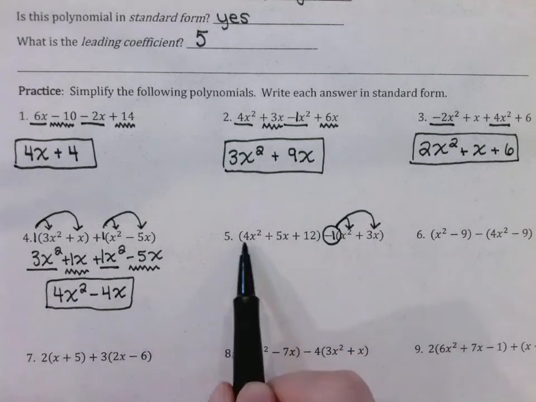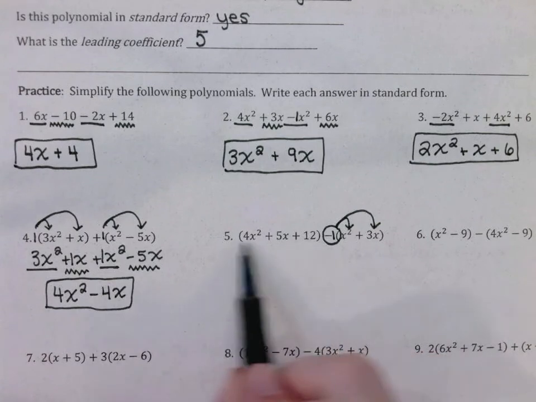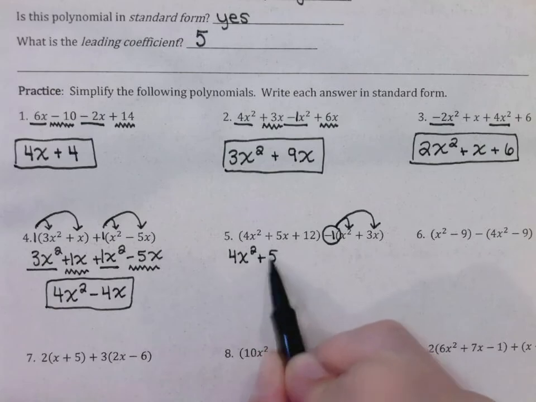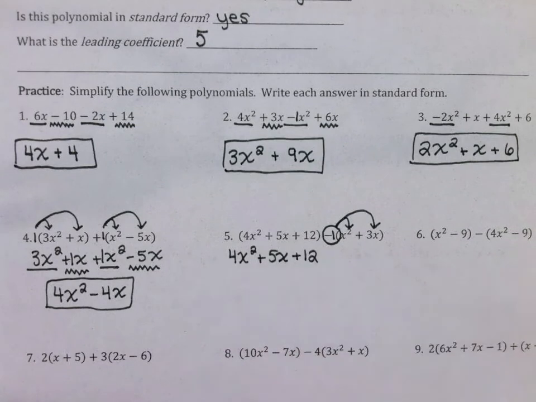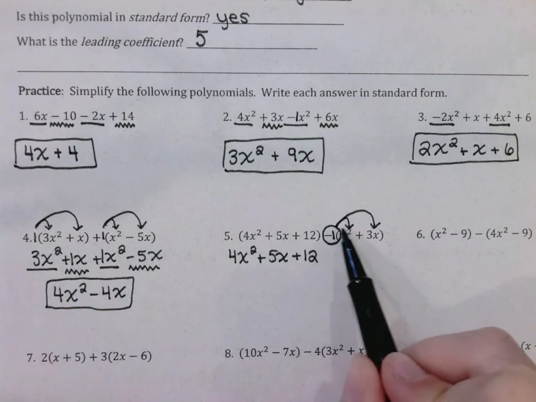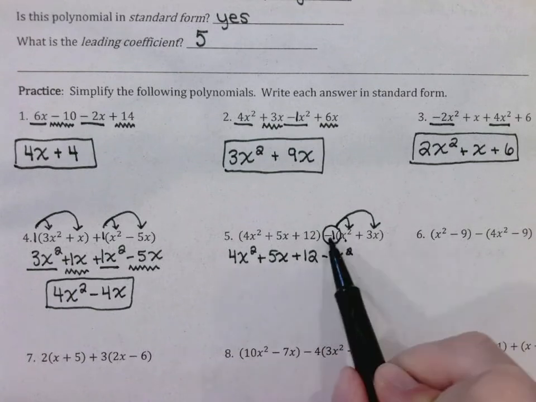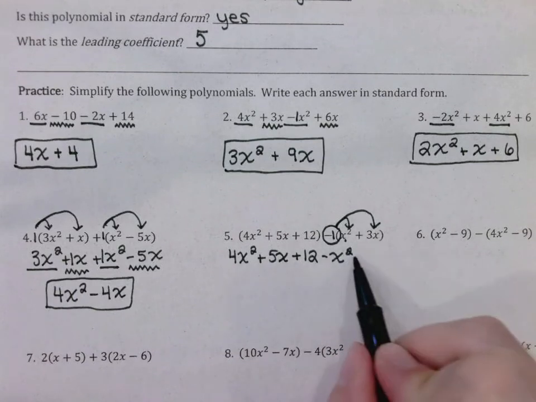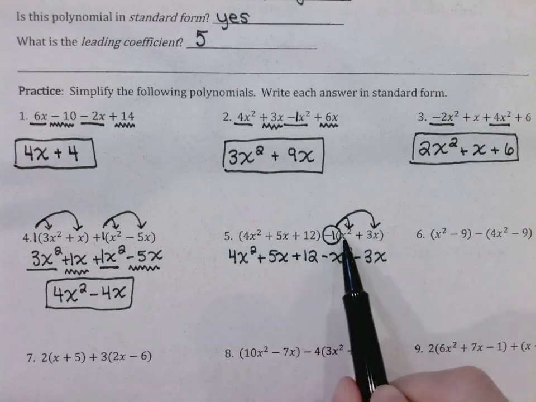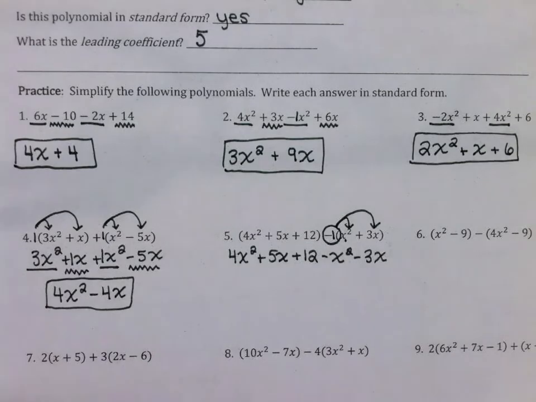Actually, nothing is going to change here. It's like we're distributing a positive 1. So that doesn't change anything up here. So I'm going to rewrite this first expression exactly how we see it: 4x squared plus 5x plus 12. And now I'll go ahead and distribute. So negative 1 times x squared, that's negative x squared. And negative 1 times 3x, that's negative 3x. As you can see, the signs just changed here. These were positive, and now they're negative. That's what happens if we multiply by negative 1.